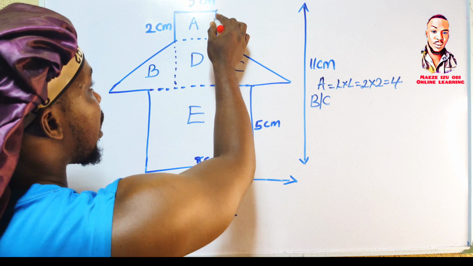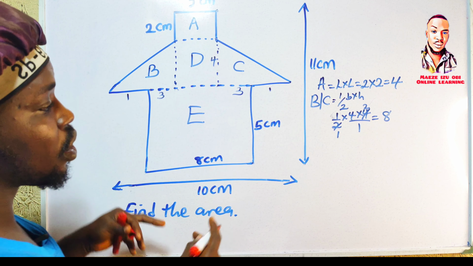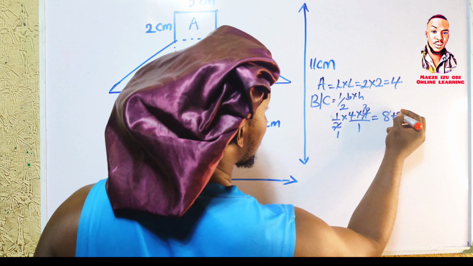So for us to solve for the area of this triangle, it is going to be half base times height. So the base is 3 plus 1, which is 4. Therefore 1 over 2 times 4 over 1. 2 here, 1 here, 2. 4 times 2 will give us 8. Now remember that I told you that C and B, two of them are equal, which means that if here is 8, automatically here is going to be 8. Therefore it's going to be 8 plus 8.